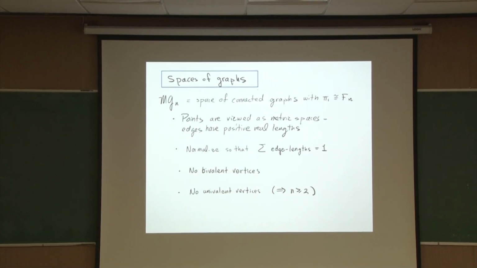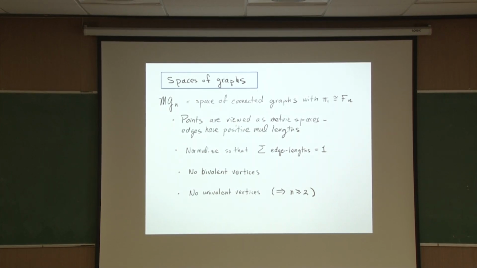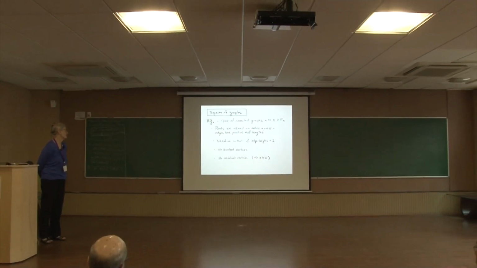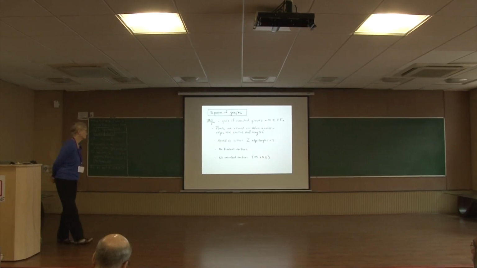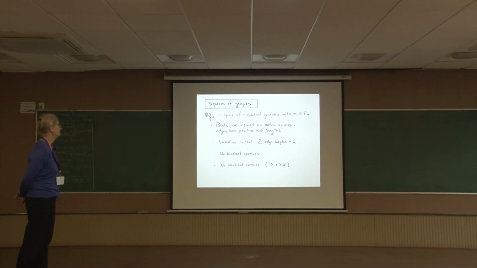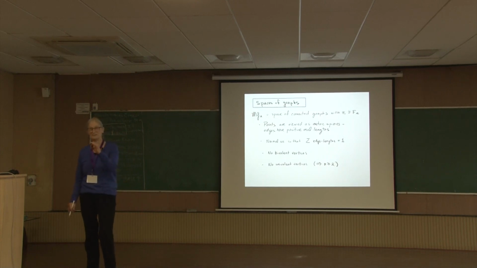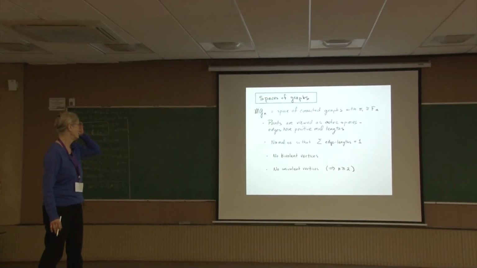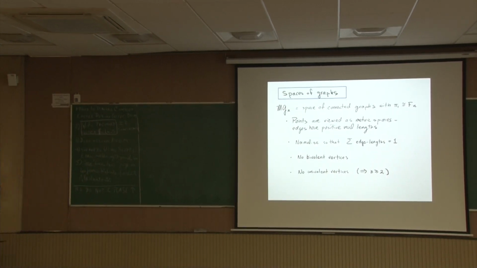Since I'm thinking of graphs as metric spaces, if I have a vertex in the middle of an edge, it doesn't really change the metric space. So I'm not going to allow bivalent vertices. And for this space, MGN, I'm not going to have any univalent vertices either. So in order to have a graph with fundamental group Fn, well, I can't have a circle with fundamental group F1 without having a bivalent vertex, and no univalent vertices. So n is at least 2 for this space.